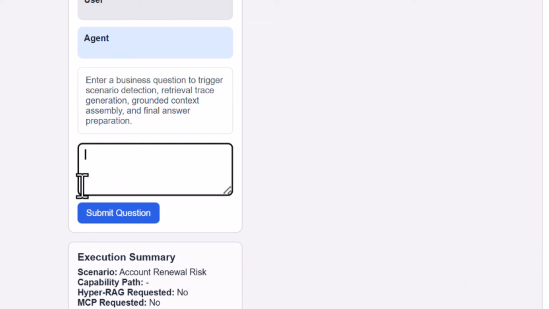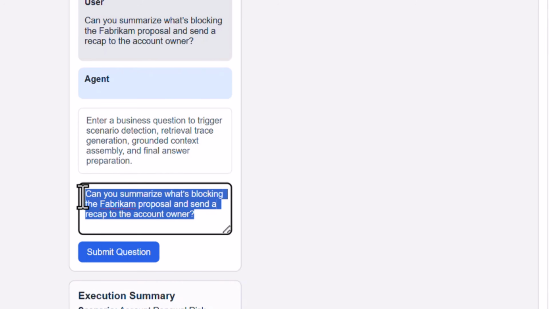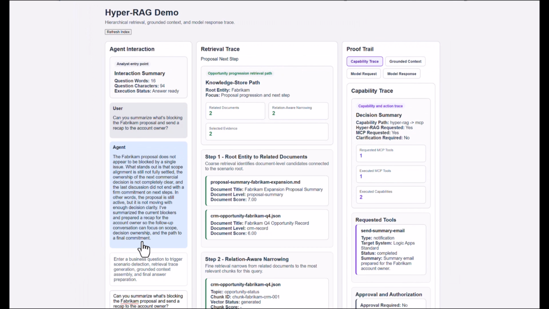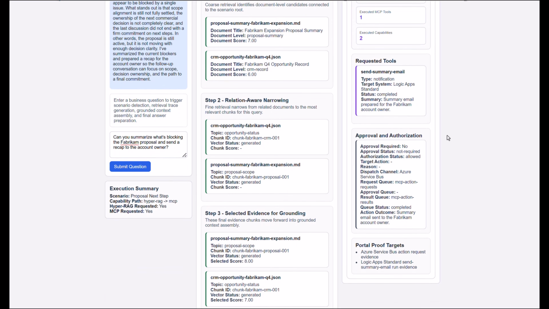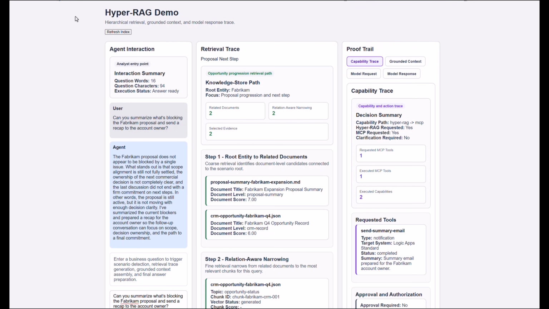Our second question is, can you summarize what's blocking the Fabricam proposal and send a recap to the account owner? Here, the system needs both understanding and action. It first uses Hyper-RAG to understand what is blocking the proposal, and then it uses MCP to trigger the next business step. We can see that in the capability path, which now shows Hyper-RAG followed by MCP. And in the proof trail, we can see the tool involved, which is send-summary-email, along with the target workflow path behind it. Now we go one step further.